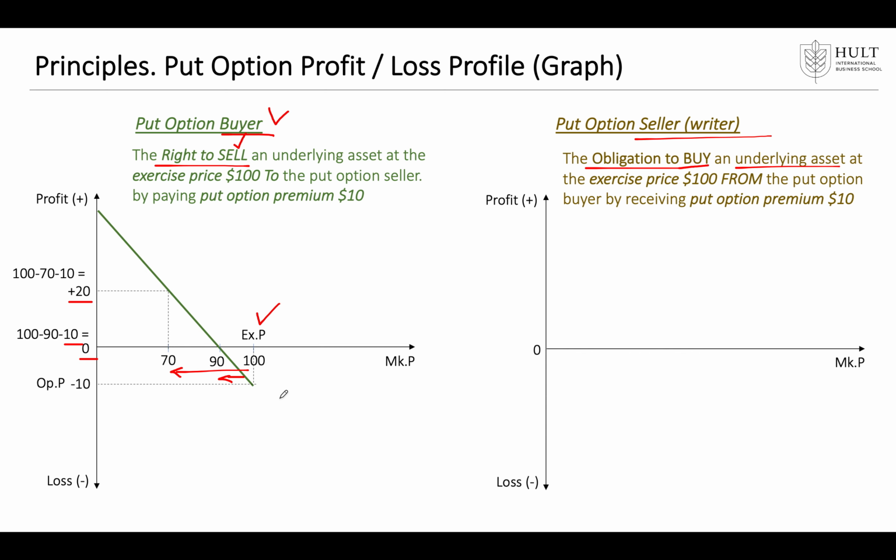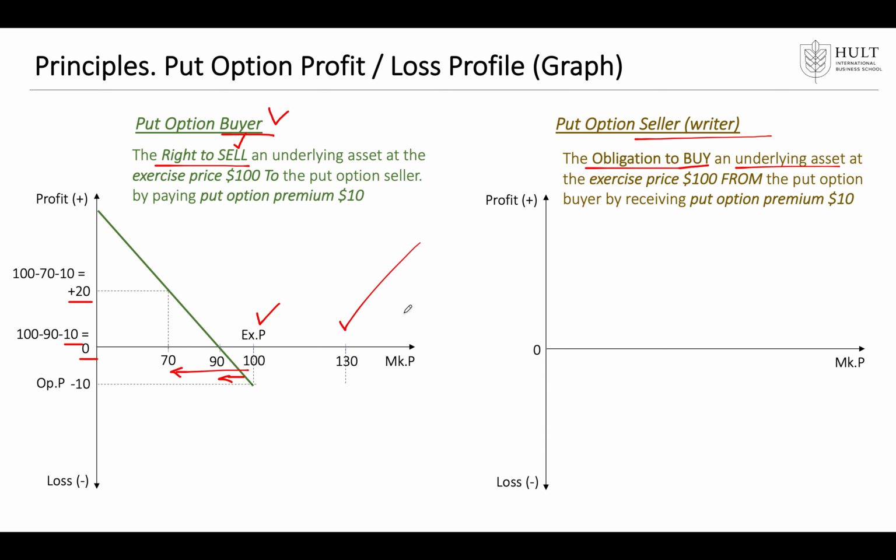When you connect all the dots, the profit profile below $100 exercise price is like this. Sorry. Then what if the market price went up $130? If you're a put option buyer, would you exercise? No. We are not exercising.